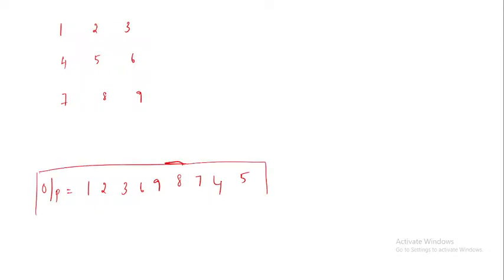So let me take a 3 cross 3 matrix. 1, 2, 3, 4, 5, 6, 7, 8 and 9. So this is my input, and in my output I should print spirally. So 1, 2, 3, then 6, 9 will get printed, then 8 and 7 will get printed, then 4 and 5 will get printed, right? So this is how I'll print. Now let us see the logic.